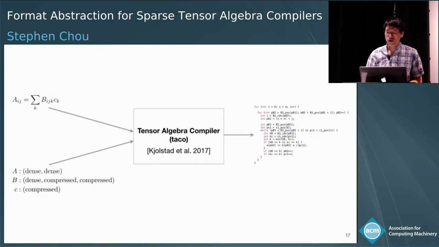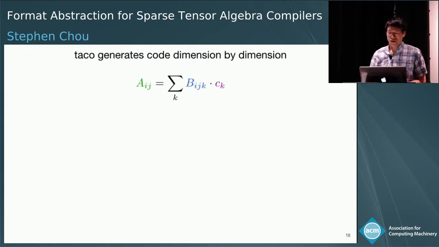how to generate efficient code for computing arbitrary tensor algebra expressions with operands that are stored in any compositions of these sorts of level formats, with the caveat, though, that the level formats had to be either dense or compressed. And at a high level, Taco achieved this by generating code that iterates over the operands dimension by dimension.